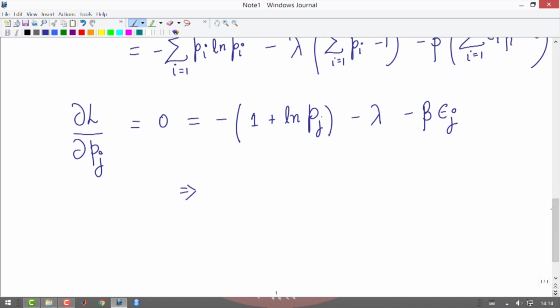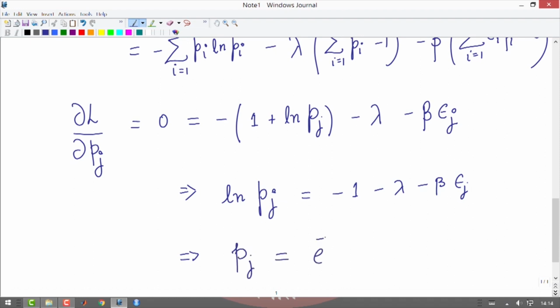So, you can rearrange everything and obtain the value of Pj now. So, there is a 0 here. So, what you will do is you can write down logarithm of P of j as minus 1 minus lambda minus beta times E of j, and this will simply give you P of j as e raised to minus 1 minus lambda into e raised to minus beta E of j.